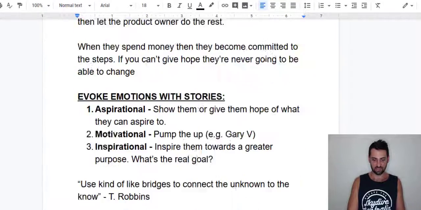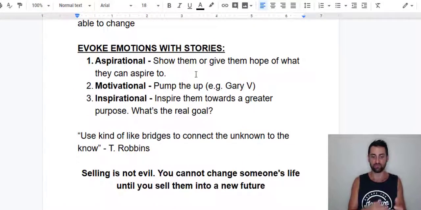So that's basically hope. Now, moving on to emotion. How do we actually evoke emotions with people? The best way to do that is through stories. So you've got aspirational stories. This is like showing them or giving them hope of what they can aspire to. An example of that might be the example I gave you.